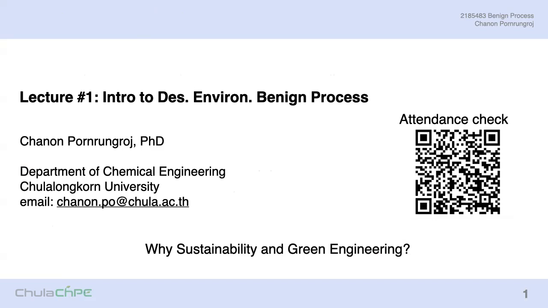This is a new subject for me as well, and the topic is design environmental benign process. What it means is that it's actually not a technical class, so lucky for you, you don't have to remember or memorize a lot of things, but it's about understanding the design principles to make a green and sustainable process. And the framework that we're going to be looking at throughout the class is green chemistry.